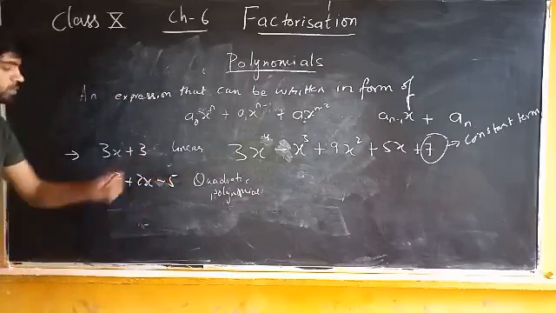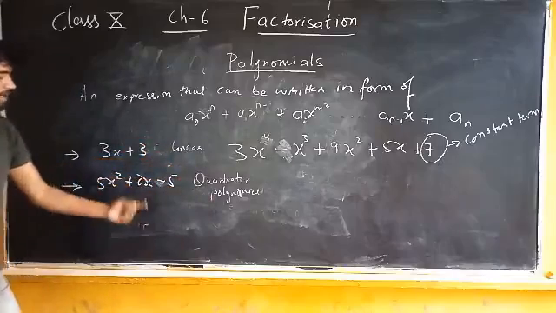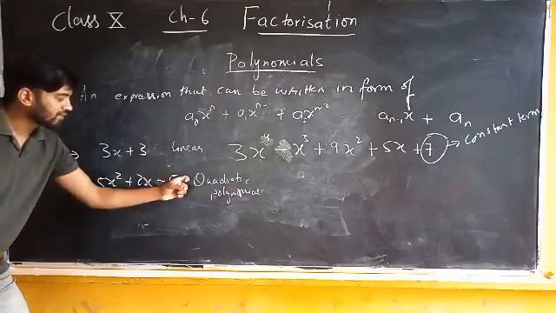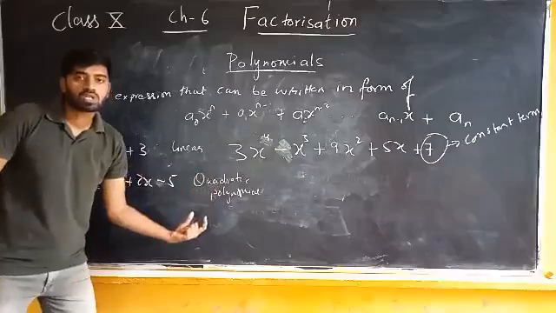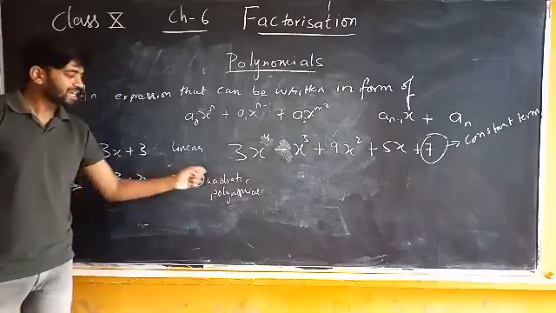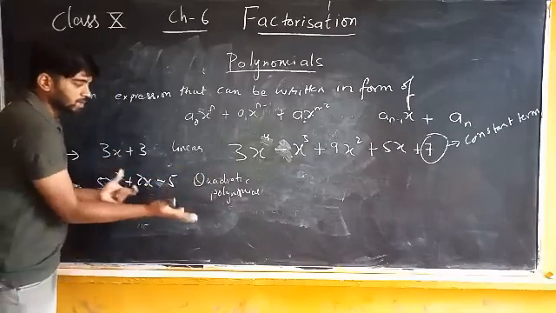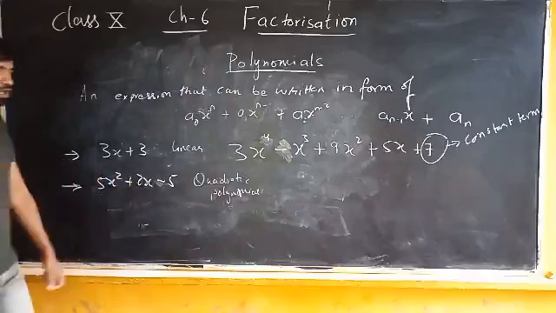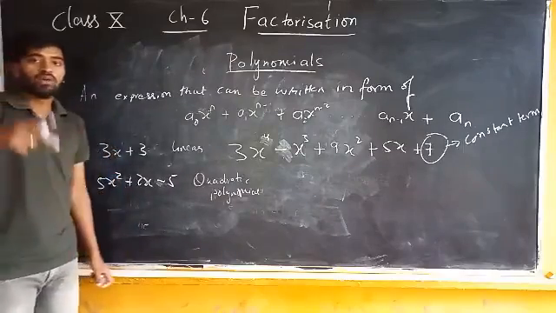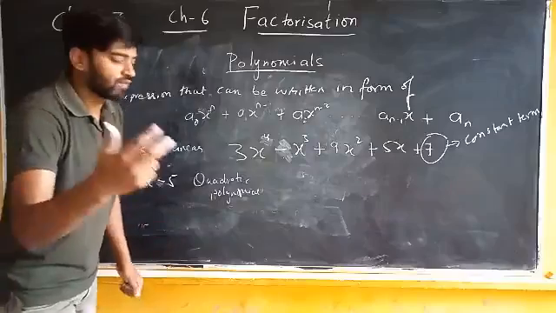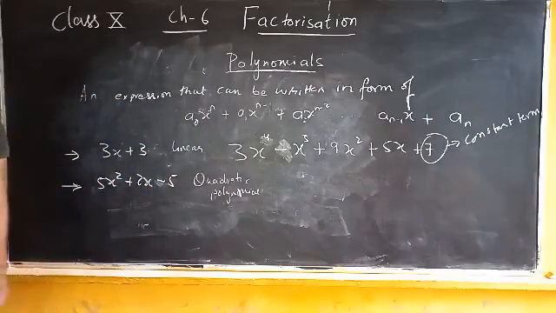Okay, quadratic polynomial. If I would have kept equals to 7, then it would be a quadratic equation because the equal sign is coming. But right now we are not talking about equations, we are talking about polynomials. So this is a quadratic polynomial. Why? Because the highest power is 2. Whenever the highest power is 2, we call it a quadratic polynomial.